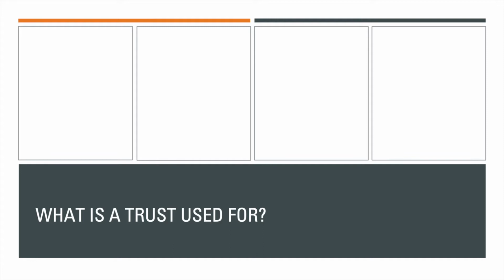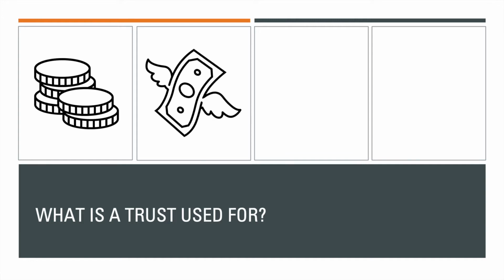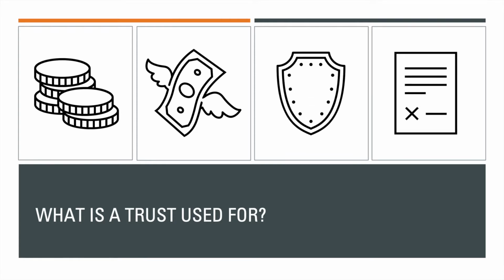Accordingly, what is a trust used for? A trust can be used to determine how a person's money should be managed and distributed while that person is alive or after their death. A trust helps avoid taxes and probate. It can protect assets from creditors, and it can dictate the terms of an inheritance for beneficiaries.